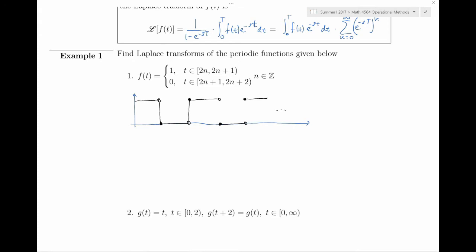Before we write down the Laplace transform, I want to ask you a question. What is the period of this function?